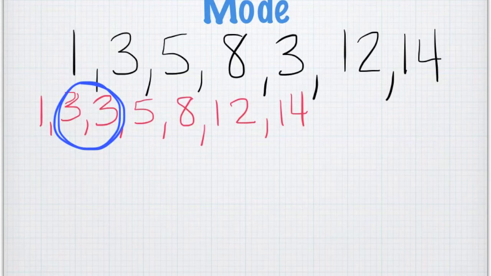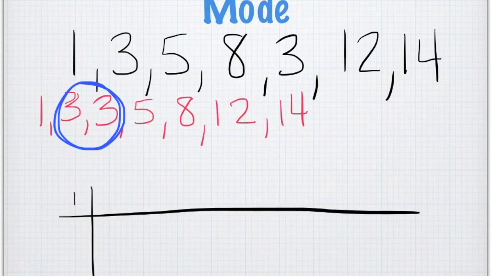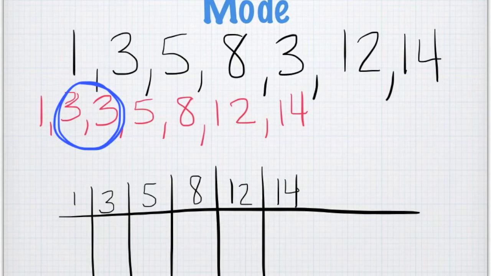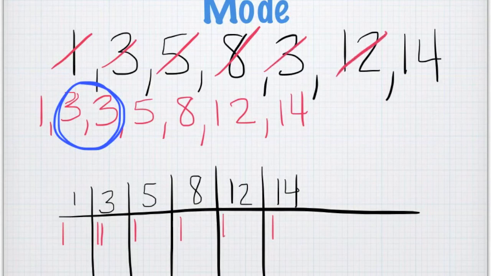Your other way to do it is to do a tally chart. So you make your T chart kind of like this: 1, 3, 5, 8, 12, and 14. And then you would just do tick marks for each one. So I have a 1. I have a 3. I have a 5. I have an 8. I have another 3. I have a 12. And I have a 14. And this shows as well that 3 is your mode, just because there are more 3s than any other number in the set of terms.